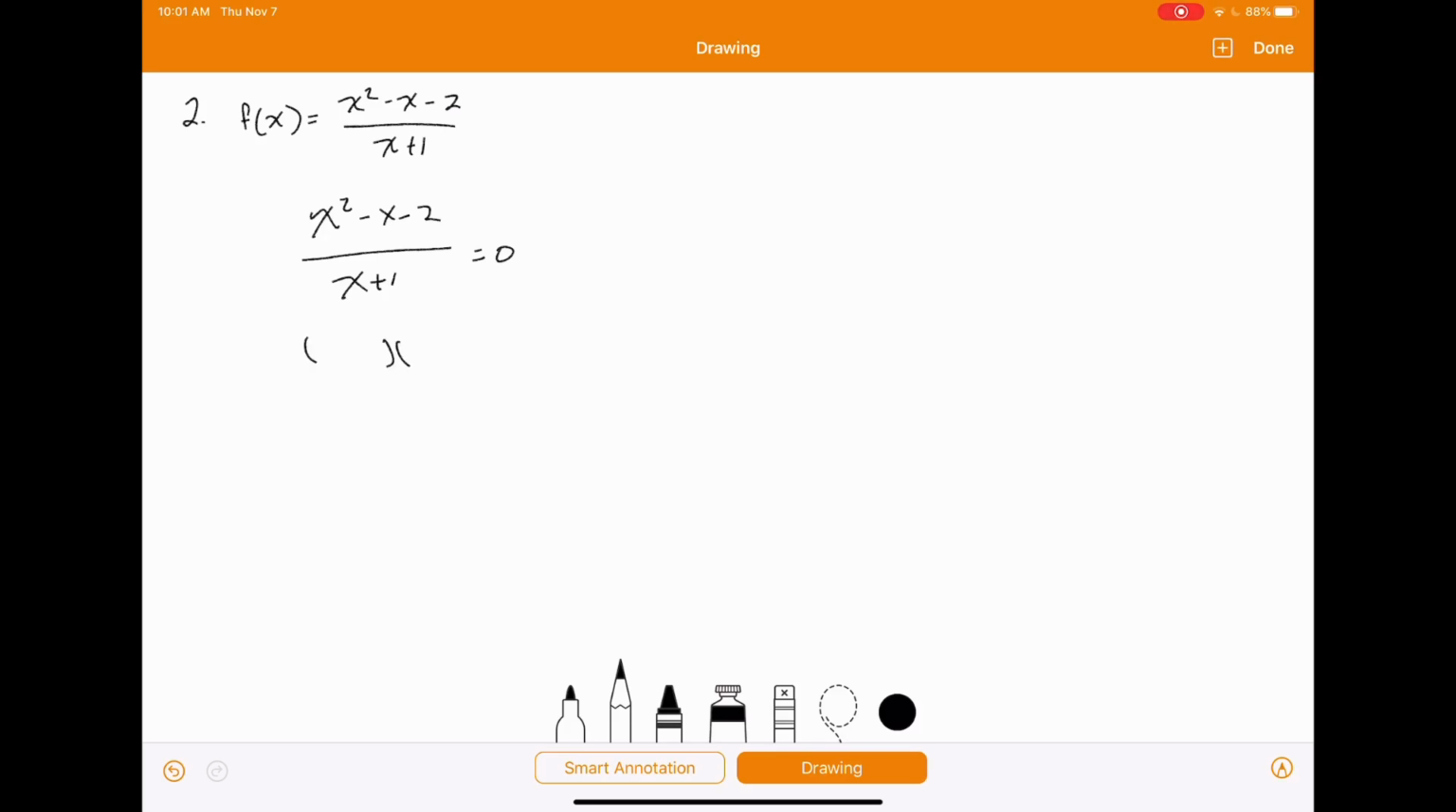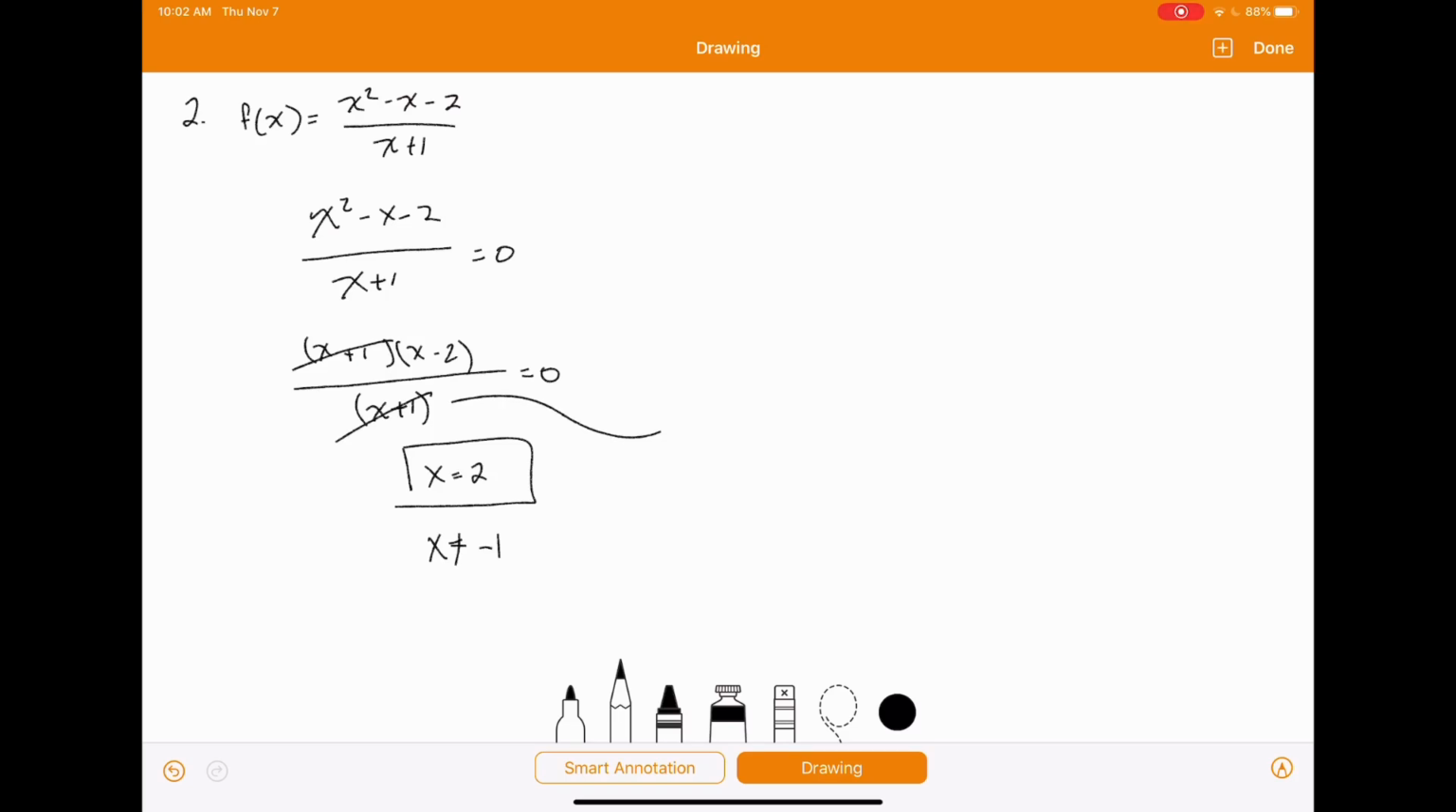which we did above because this is the same equation. (x minus 2)(x plus 1) all over (x plus 1). Now this here can cancel with this here, and we're left with x minus 2 equals 0, so x equals 2. And it's important to note here that x cannot equal -1, and that's because our denominator can't equal 0, otherwise it would be undefined.